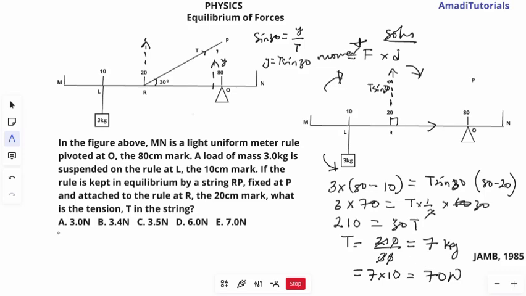Do we have it in our option? No. The option we have here is 7.0 Newton, in which I disagree. It should be 7 kg, if it is mass. So it's not 7, it's 70 Newton. I would like to see your opinion in the comment section about this, but this is what it is.